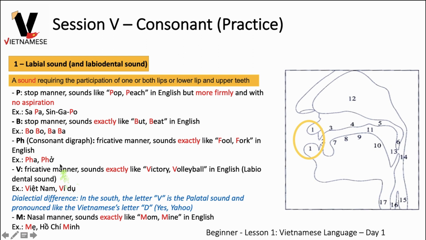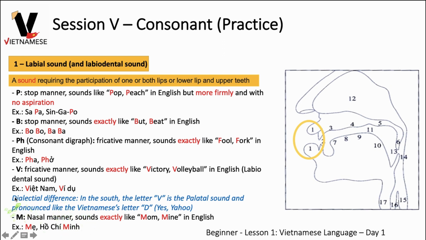Okay, and the next one is v. Fricative manner. This sounds exactly like victory or volleyball in English, and this is also a labial dental sound, in which you use your lower lip and upper teeth to pronounce this consonant. For example, Vietnam, or ví dụ.